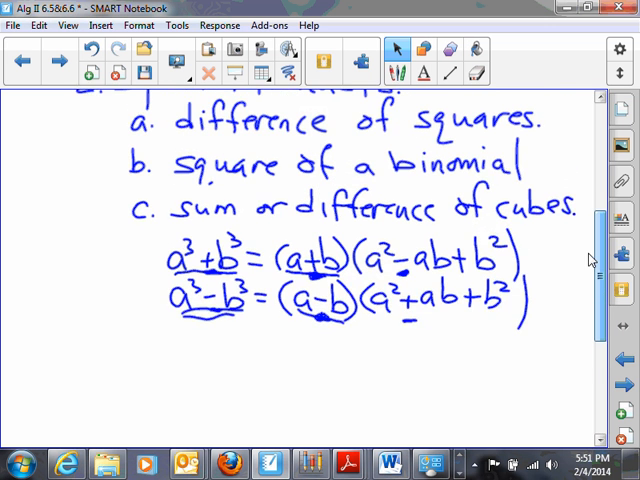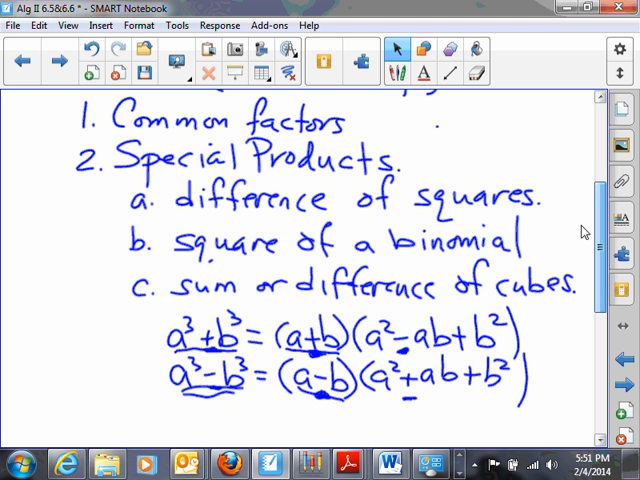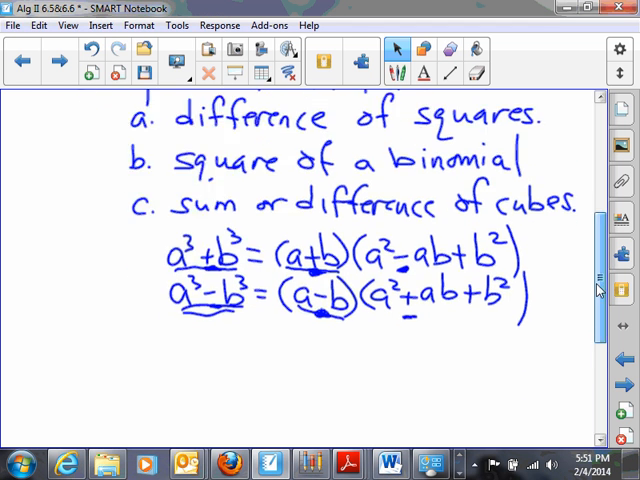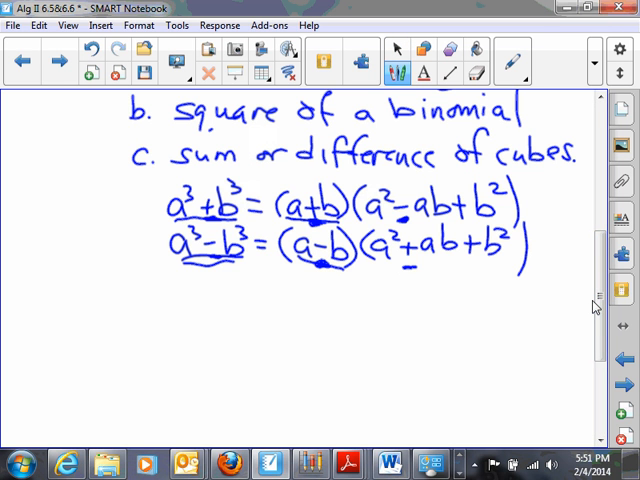All right, now, if special products don't give you the factors, then the next thing in the factor checklist, number 3, is the product of two binomials.